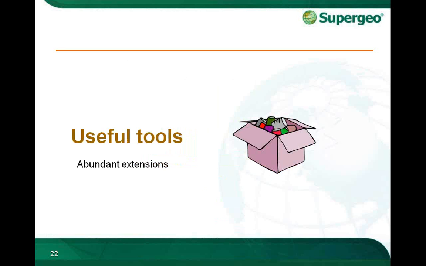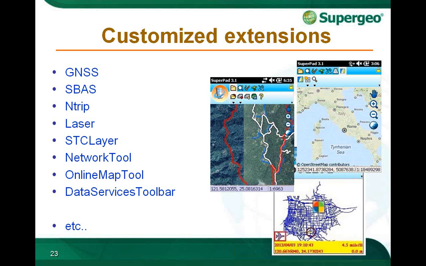Okay, welcome back to the SuperGIS webinar. In this section, I will show you more SuperPad customized extensions to make your field work more efficient. SuperPad supports abundant extensions like the GNSS and the NTRIP I just introduced. And normally, the map will help you to know where you are in the field.